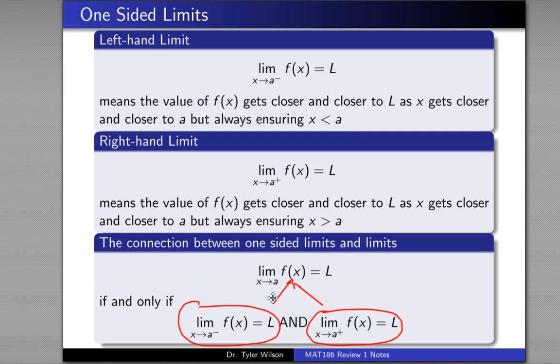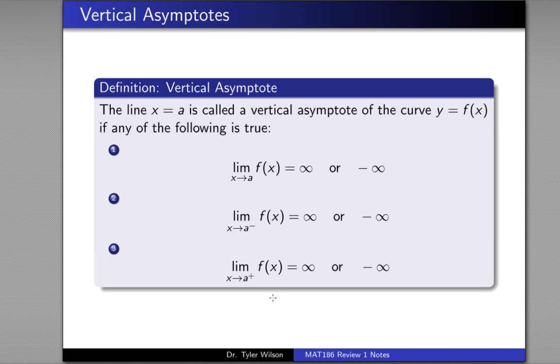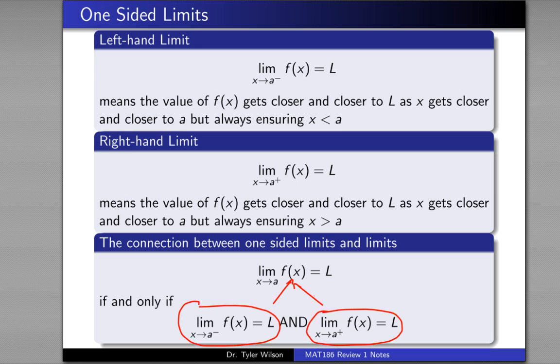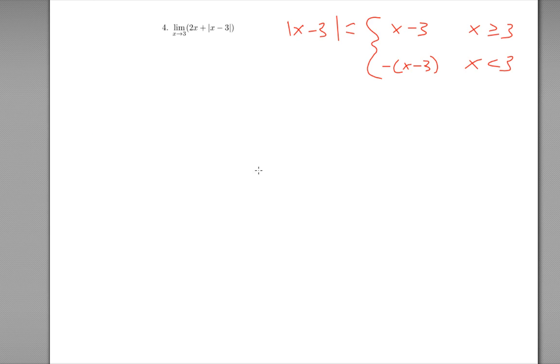Okay, so this is the difference between left-hand limits and right-hand limits, and what they mean for what a limit actually is. We're going to need that for this situation here, because notice that the absolute value of x minus 3 changes when x goes to 3. We're going to have to be really careful, because this function, 2x plus the absolute value of x minus 3, is going to be different on one side of 3 than it is on the other side of 3.